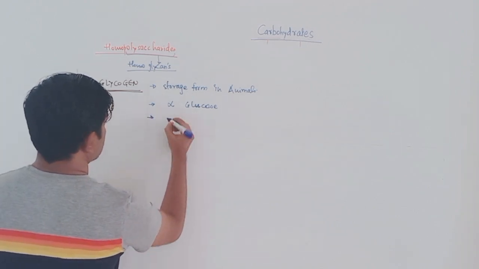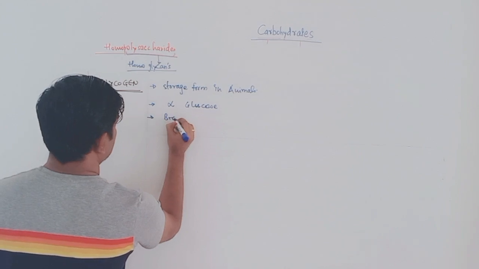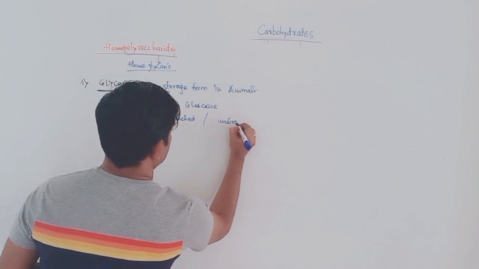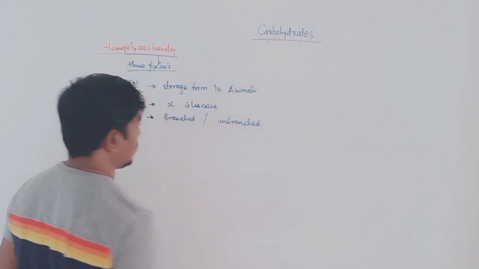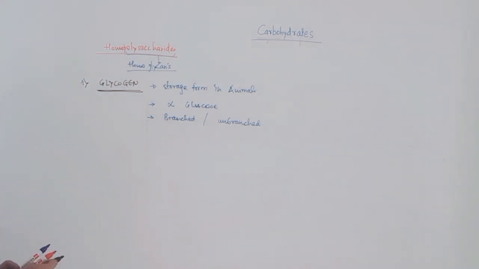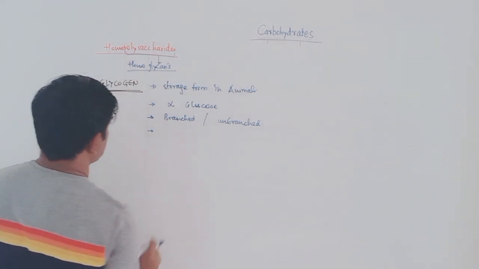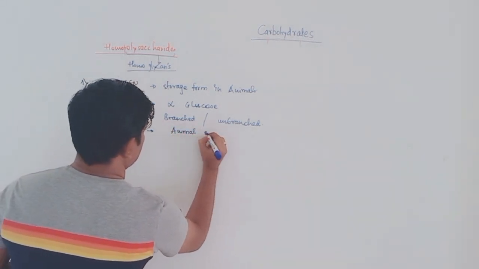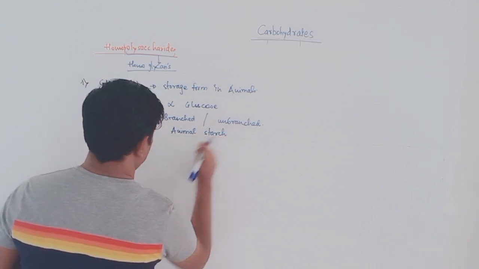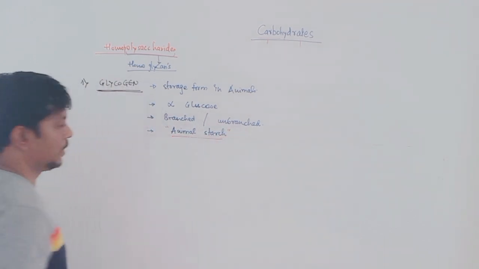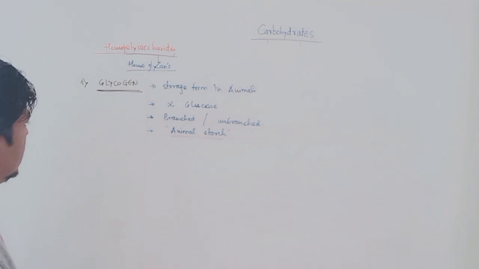So these glycogens can be branched and it can be unbranched, like we saw in case of starch. This glycogen has another name, which is called animal starch, as it is kind of similar to the starch which is in plant, but this is in animals.